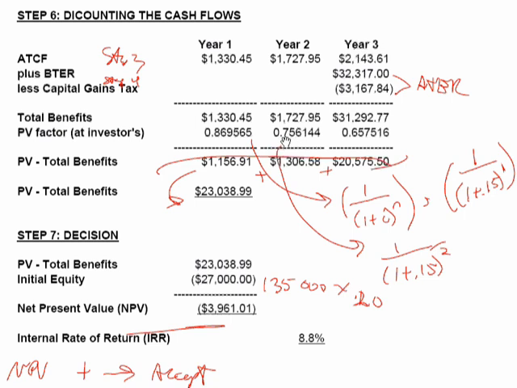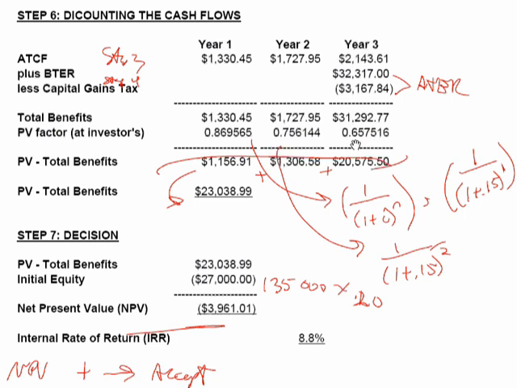But if you multiply the 0.756 times the 1,727, that gives us a present value of $1,306.58. And then go on to year three. Okay, year three, the total benefit's $31,292 because we sold the property. The discount rate would be 1 divided by 1 plus 0.15 to the third power.